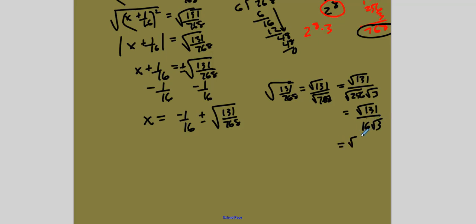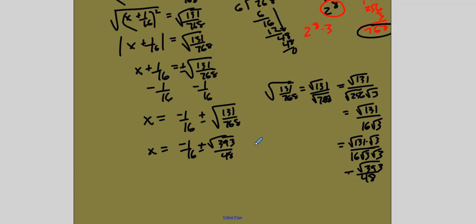But to put this in simplest radical form, I need to multiply this by square root of 3 over square root of 3, because that'll get rid of the square root of 3 in the denominator. That becomes 16 times 3, which is 48 in the denominator, and then 131 times 3 is the square root of 393. So it's getting kind of crazy, but we have x equals negative 1/16 plus or minus the square root of 393 over 48.